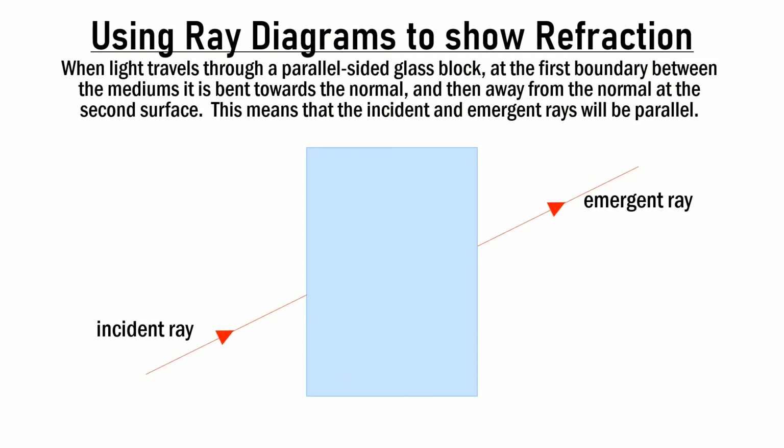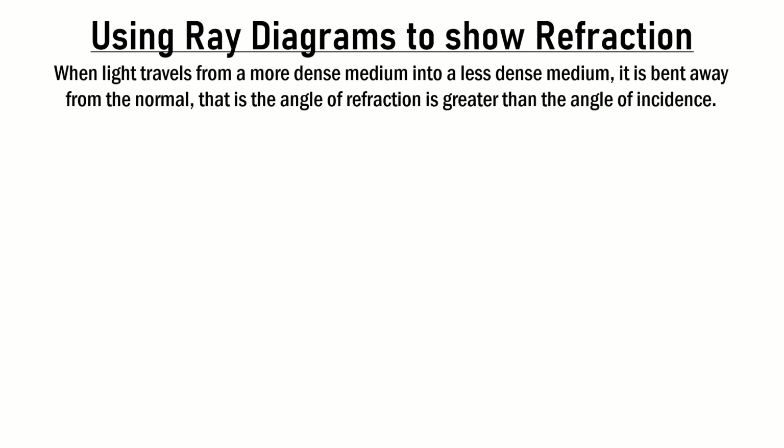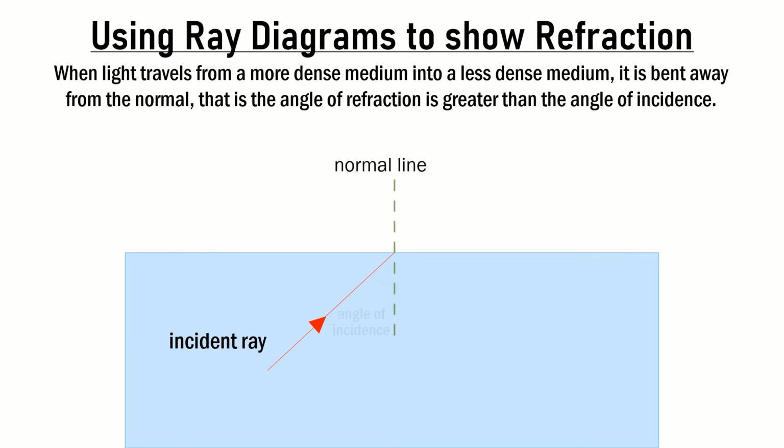So if we remove the refracted ray and put in some parallel lines, you see there that the incident ray is parallel to the emergent ray. This is what occurs when light is refracted through a parallel-sided glass block. When light travels from a more dense medium into a less dense medium, it's bent away from the normal. This we've just learnt with the parallel-sided glass block. And the angle of refraction is always going to be greater than the angle of incidence because it's being bent away. So we show this in the diagram here, the incident ray, put in the normal, and we see that the ray is being bent away from that normal, so the angle of refraction is greater.